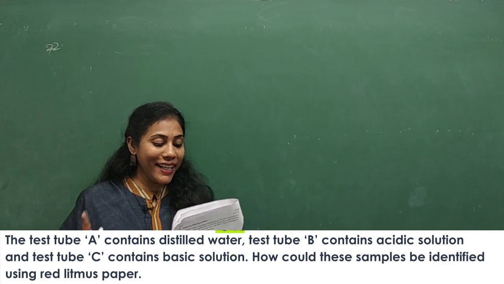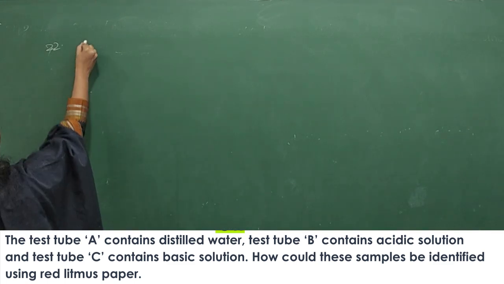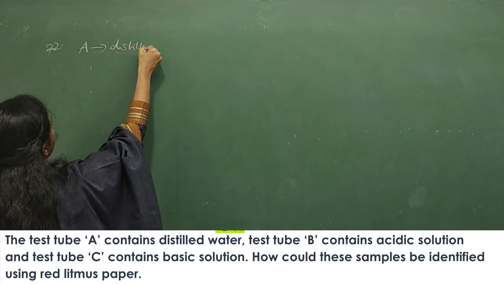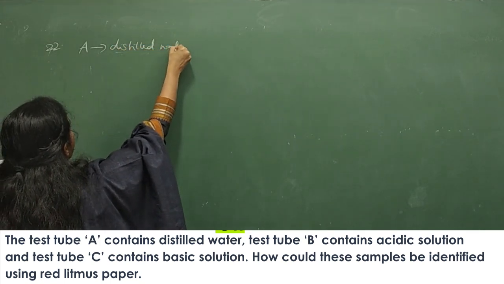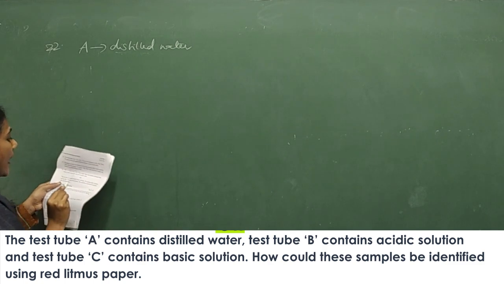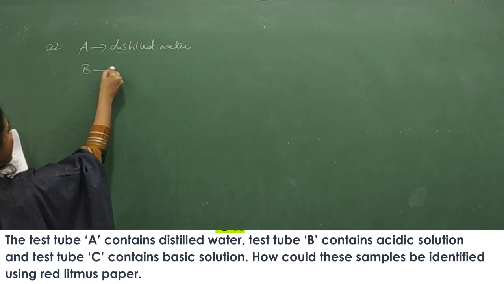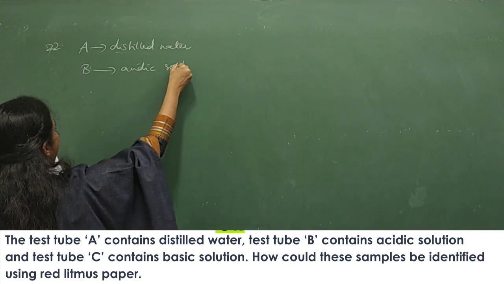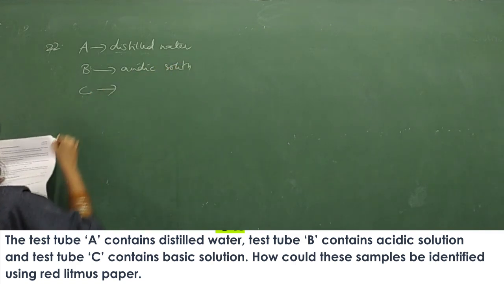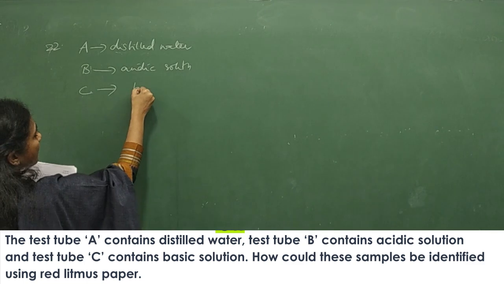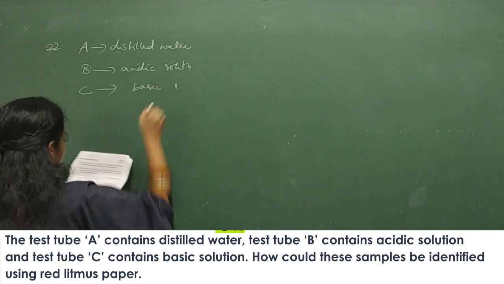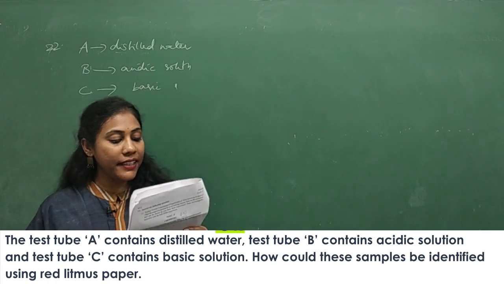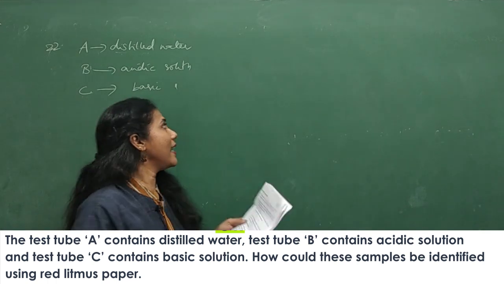Test tube A has distilled water, whose pH is almost neutral, we know. Test tube B has some acidic solution. And test tube C has a basic solution. How could these samples be identified using red litmus paper, they asked.